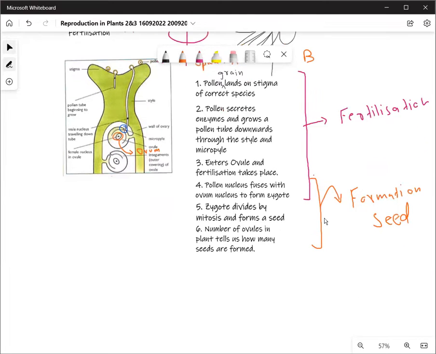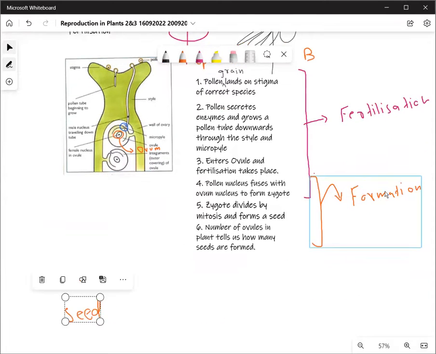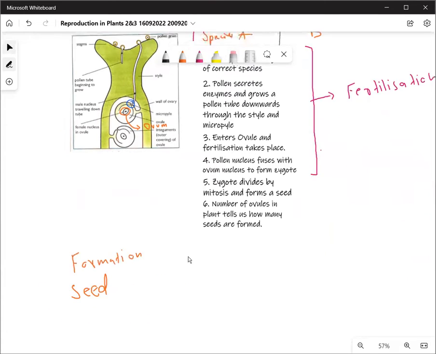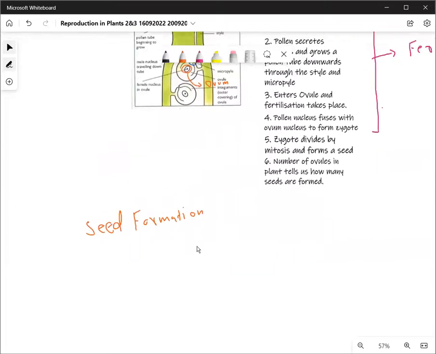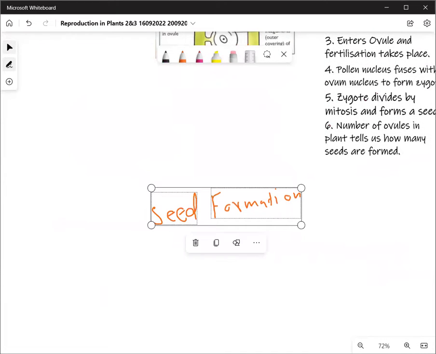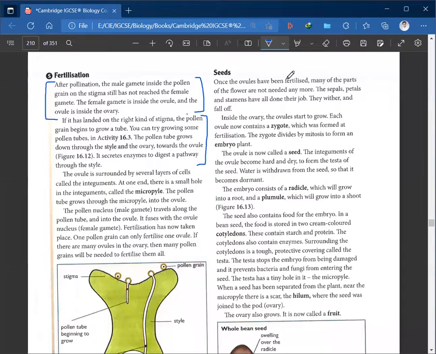Now we need a little more information on seed formation. So instead of this, I'm going to take it downwards and we'll look at seed formation again from the book, because I think I do remember there's a lot more detailing here. Let's see, seeds right here. Ayan, start reading from here. Seeds. Once the ovules have been fertilized, many of the parts of the flower are not needed anymore. These, the sepals, petals, and stamens, have all done their job. They wither and fall off.